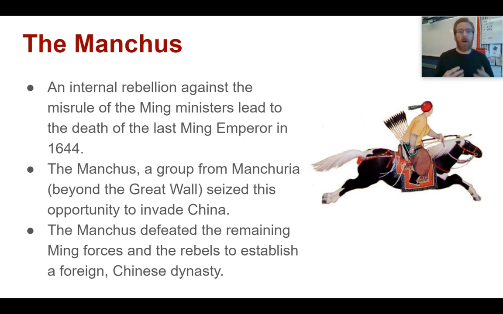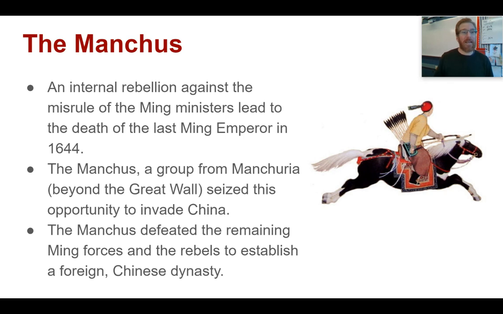Well, the Manchus are a group from Manchuria. Manchuria is north of the Great Wall, outside of Ming China at the time, has a mix of ethnic groups that came together to create the Manchus, but we'll simply refer to them going forward as the Manchus, as this mixed group. Now, they are going to seize this opportunity of a weakened China to invade. And when they do, they are able to shatter the last remnants of the Ming forces and put down all the other rebel groups that are trying to seize control of China.